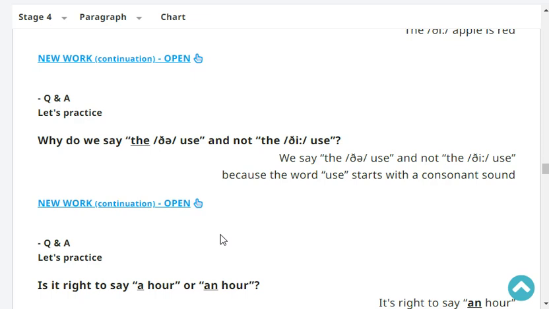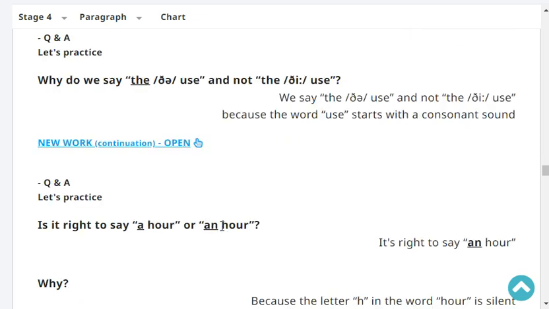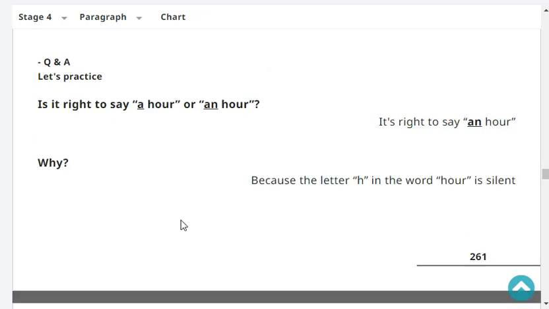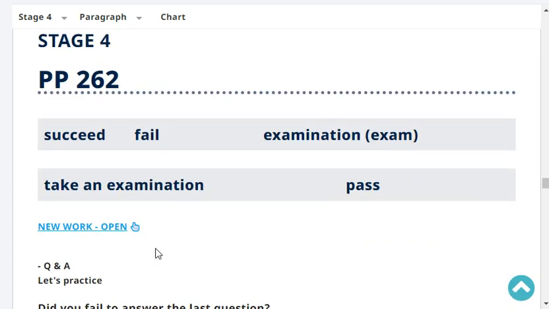Is it right to say a hour or an hour? It's right to say an hour. Why? Because the letter H in the word hour is silent. Very good.